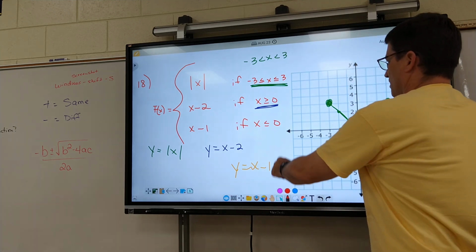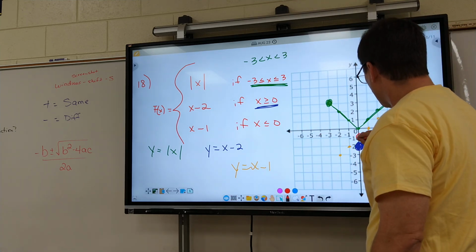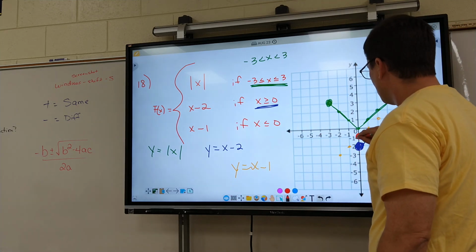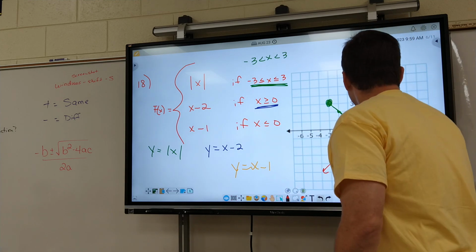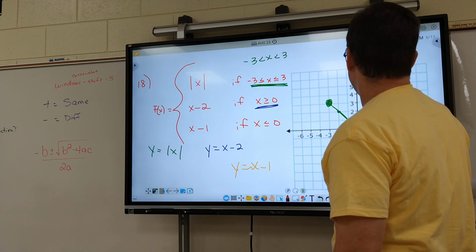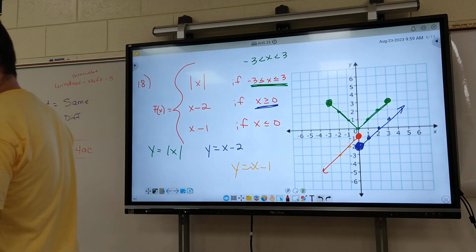So, shading in circle at 0, right there. This time I shade to the left. Line to the left, erase to the right. All right, that is your final graph on number 18.